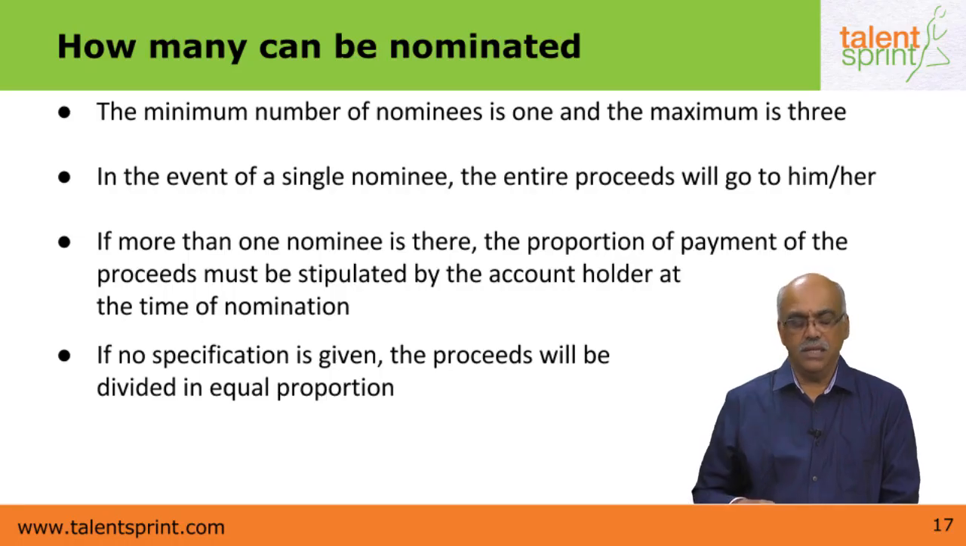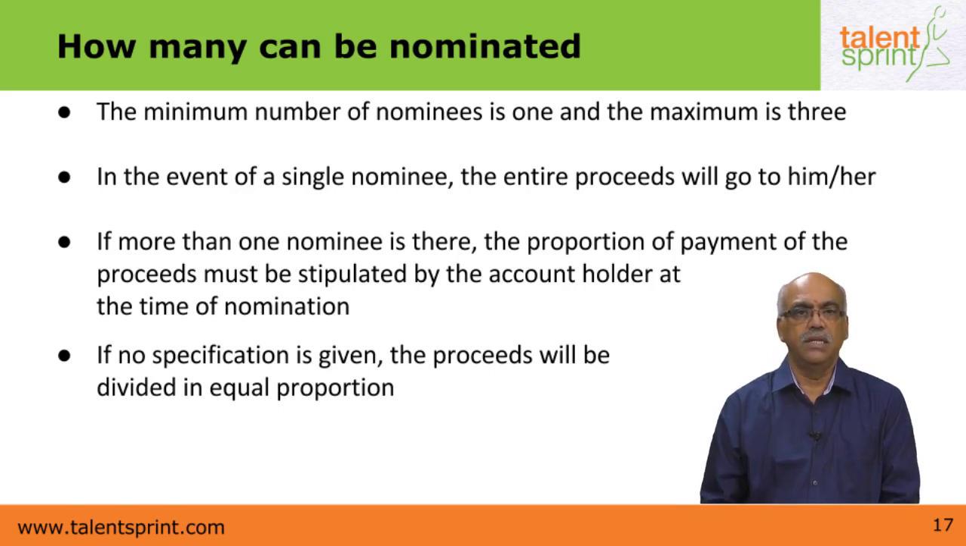Supposing Mr. A has a savings bank account with State Bank of India. He decides to nominate his wife, son and daughter as his nominees. Then he must, at the time of nomination, tell what is the proportion of the money to be given to each of them in the event of his death. He can say 50% of the money should go to my wife and 25% each could go to my son and daughter. And if the proportion is not specified, then the proceeds will be given equally to the nominees.